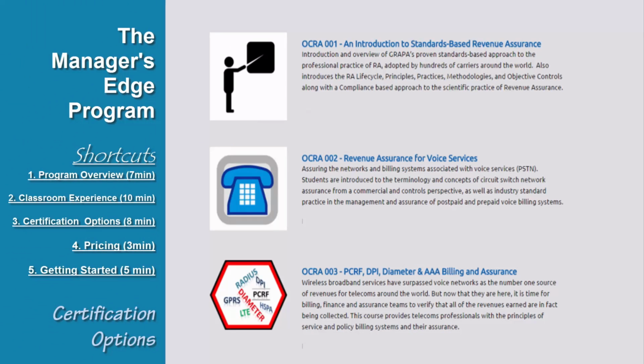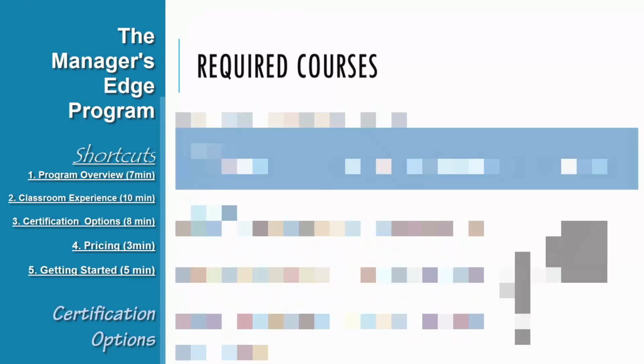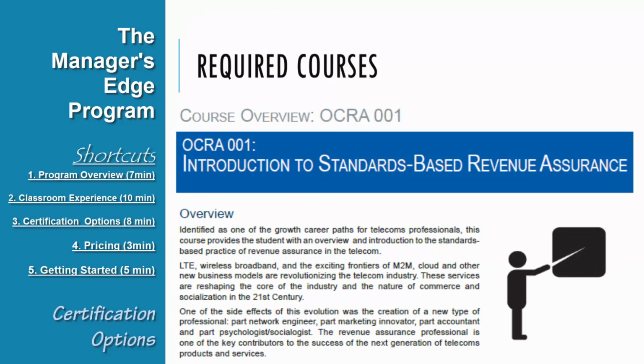So the OCRA 1 is the Introduction to Standards-Based Revenue Assurance. This is the foundation. This talks about the GRAPA standards, the concepts of the revenue assurance life cycle, the principles of our practice, the boundaries, the KPIs, and the best practices and methods in how we do the revenue assurance job. So this really provides the vocabulary and the context for the rest of the training.